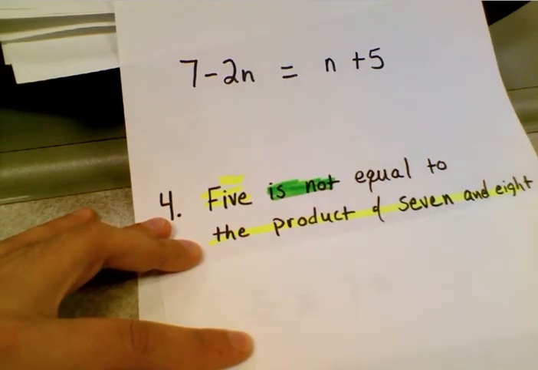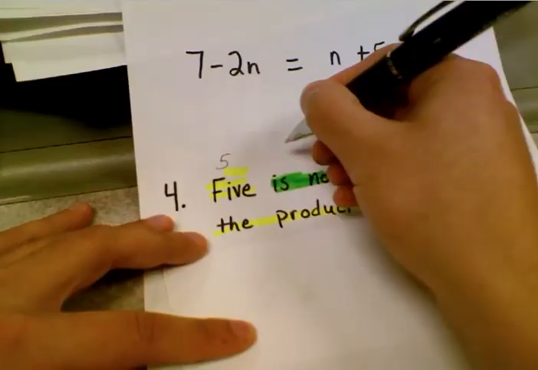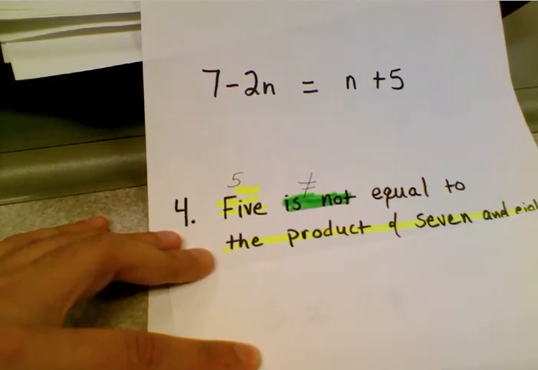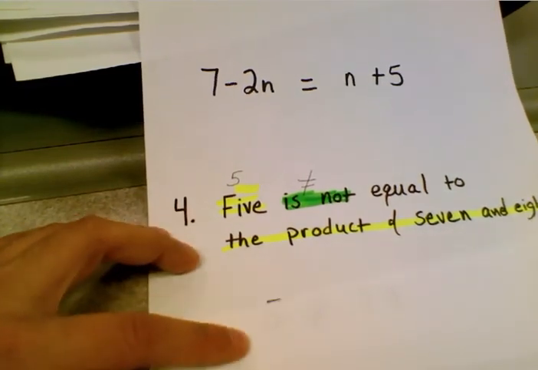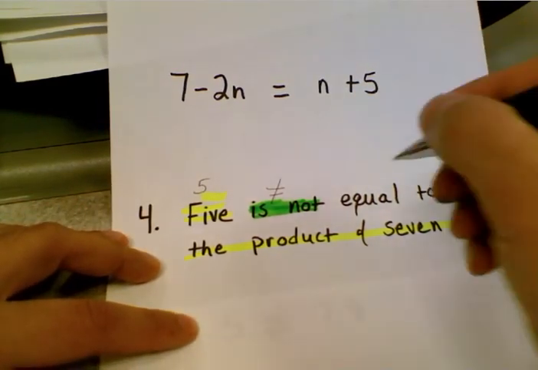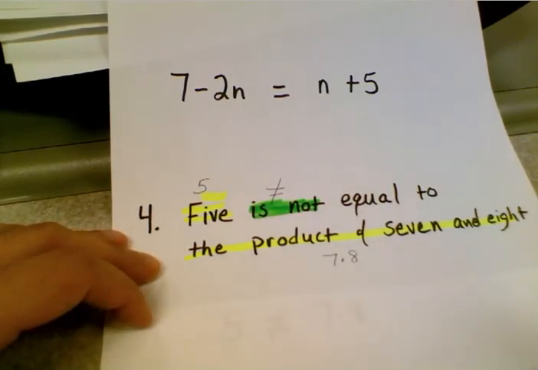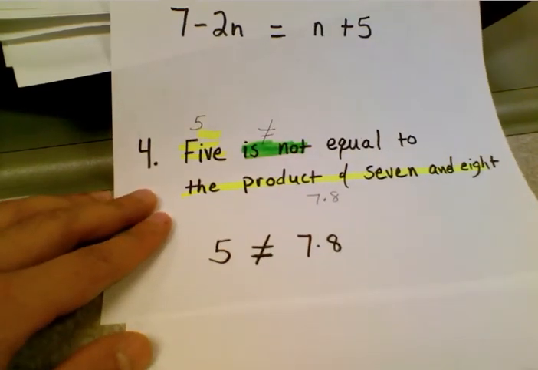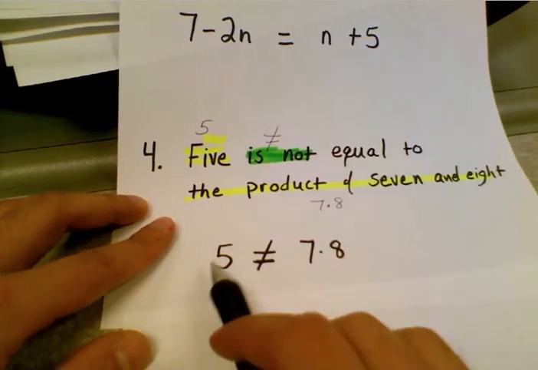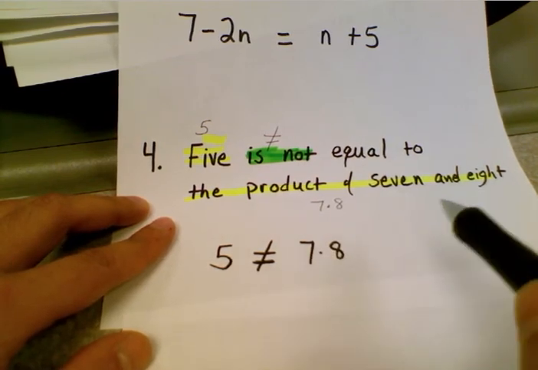I know here that I have 5. 5 is just the number 5. Is not equal to: I'm going to put an equal sign, but I'm going to put a line through it. That's going to represent "is not equal." The product of 7 and 8. The product means to multiply, and so that just means 7 times 8. You don't have to figure out what 7 times 8 is, even though you know what it is. So it looks like 5 is not equal to 7 times 8, which if you said that out loud, 5 is not equal to 56, but you don't necessarily have to do that today.